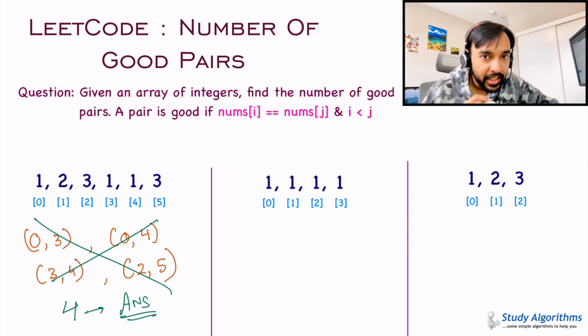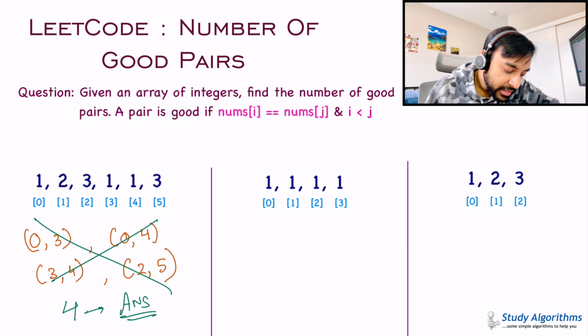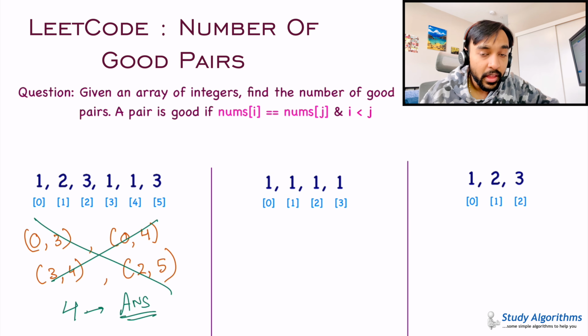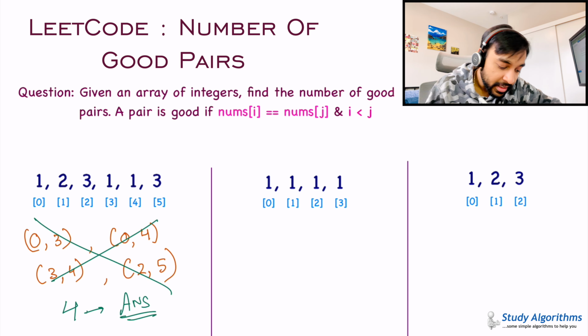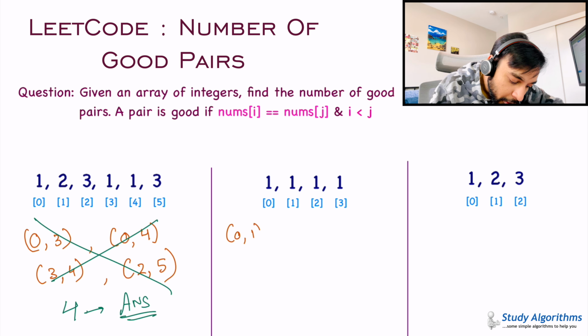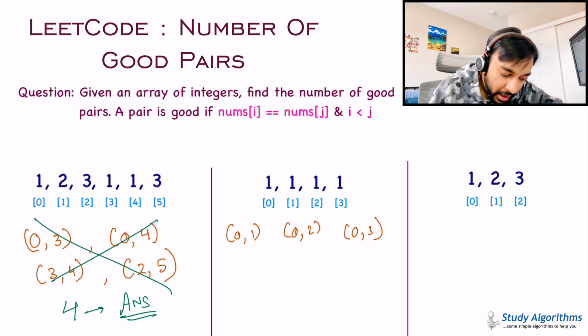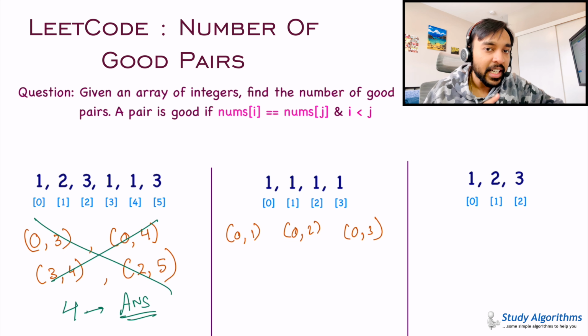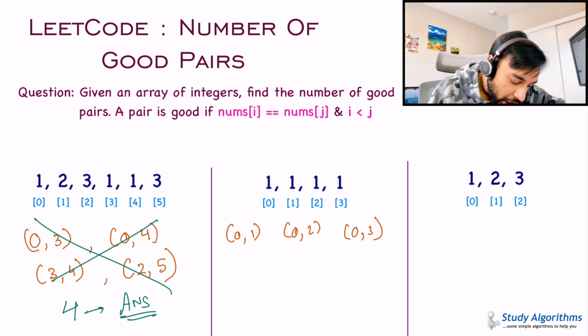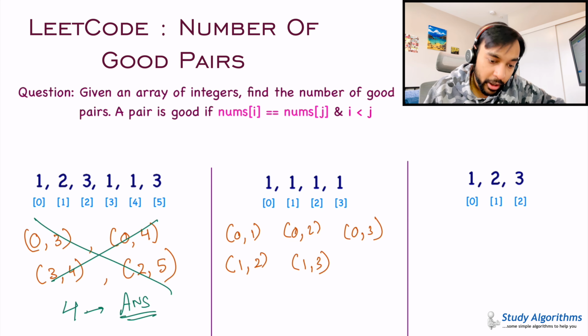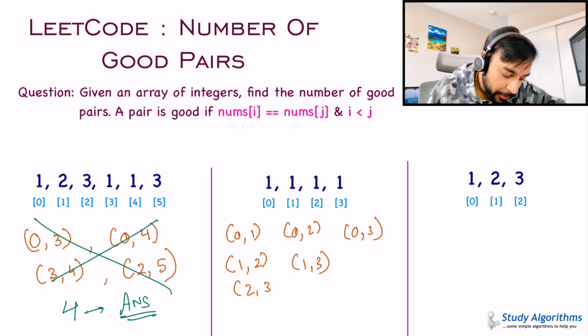Similarly, let us look at our test case number 2. In test case number 2, we have 4 elements: 1, 1, 1 and 1. Now, all of them will form good pairs, right? And hence, these good pairs would be 0, 1; 0, 2; 0, 3. Now, the first index has to be a smaller one, right? So I will now start with 1, 2; 1, 3; and then ultimately I will start with 2, so that is 2, 3.